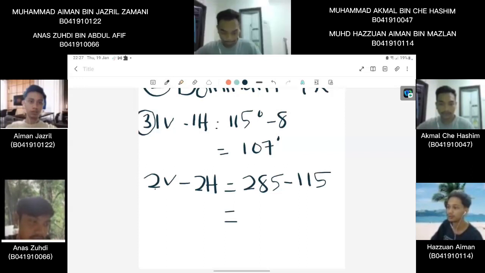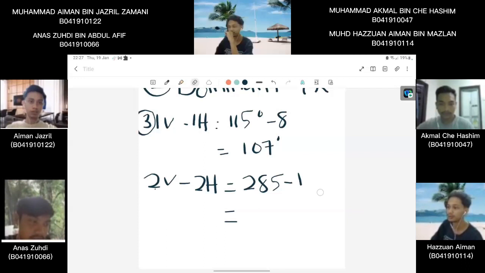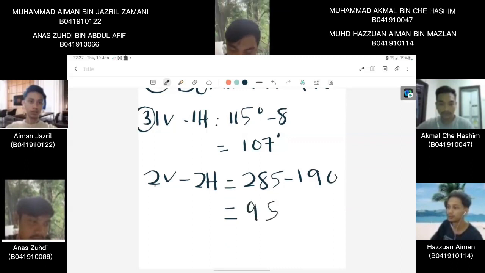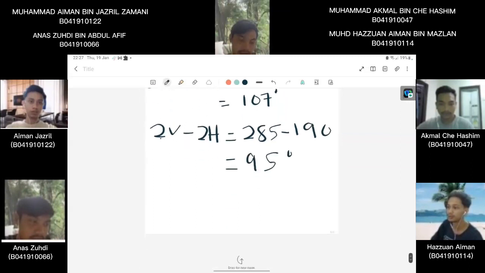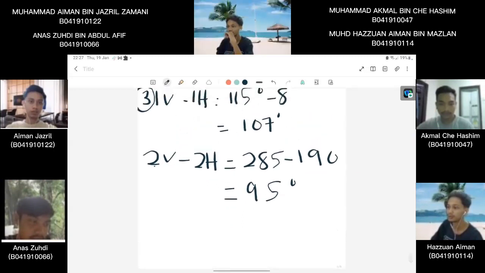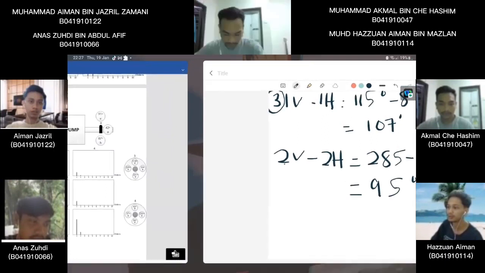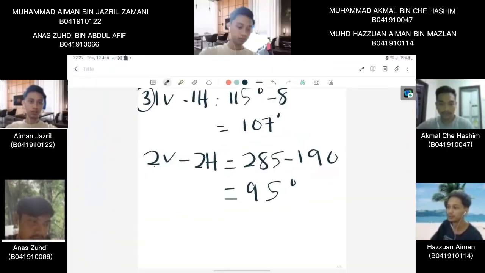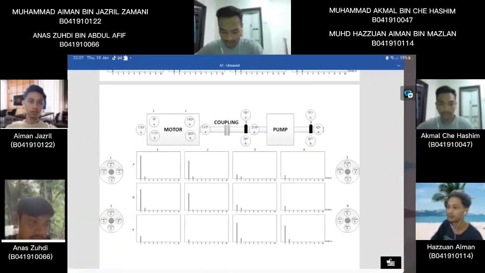It's 190, 285 minus 190. Not 105, sorry, my bad. So we got 95 degrees. These two phase differences satisfy criterion number 3 for unbalance, right? We know that it is unbalance.